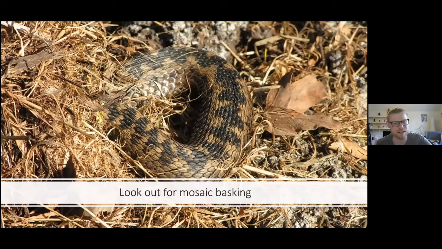And here's mosaic basking. Adders love to do this. They might just expose part of their body. This is really zoomed in. If you were 2 or 3 meters away from this, it's not hard to imagine how difficult it would be to actually see.